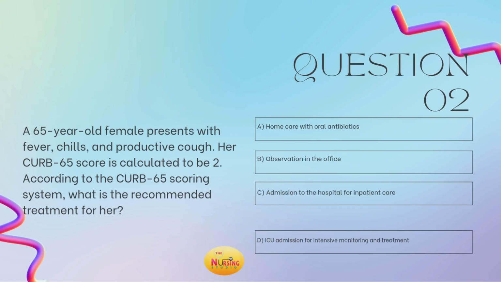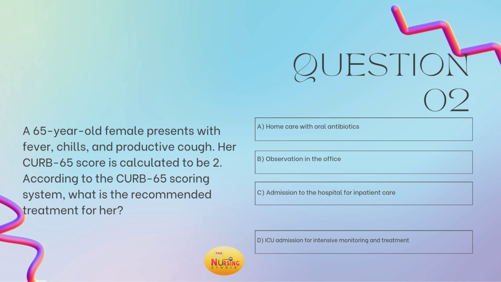Question number 2. A 65-year-old female presents with fever, chills, and productive cough. Her CURB 65 score is calculated to be 2. According to the CURB 65 scoring system, what is the recommended treatment for her? Is it A, home care with oral antibiotics? B, observation in the office? C, admission to the hospital for inpatient care? Or D, ICU admission for intensive monitoring and treatment? Take a moment and tell me what you got.